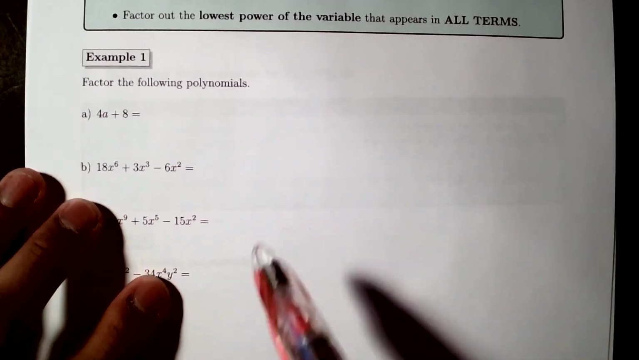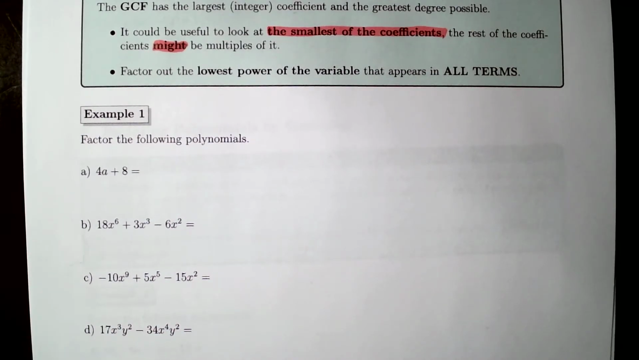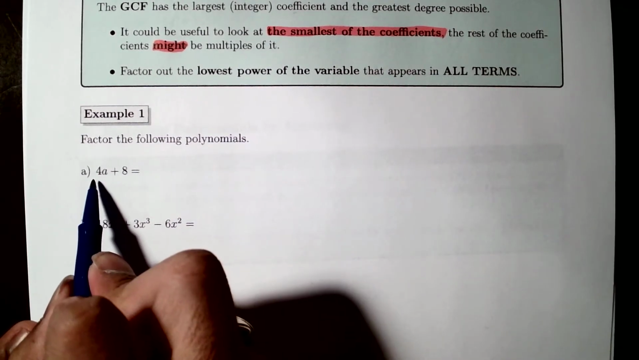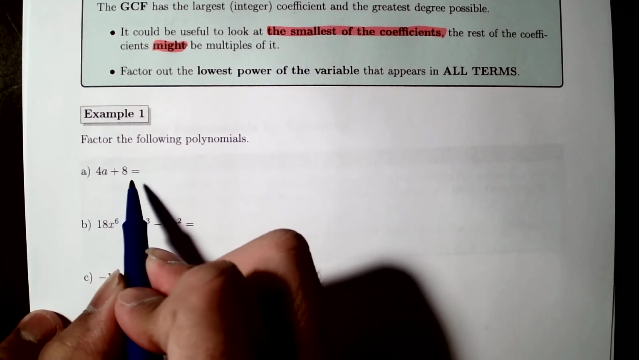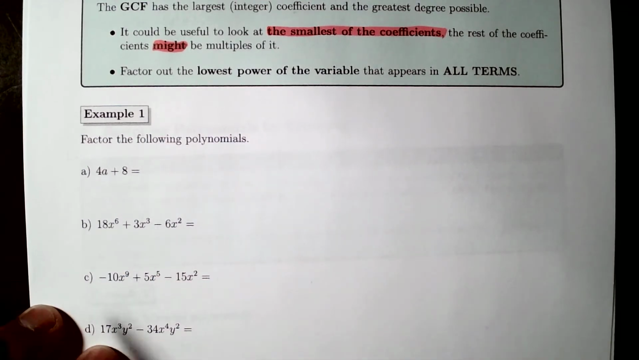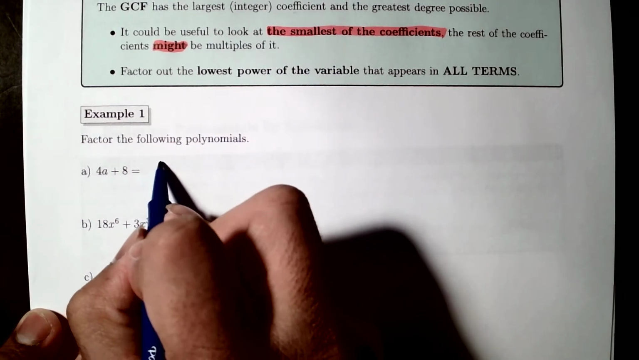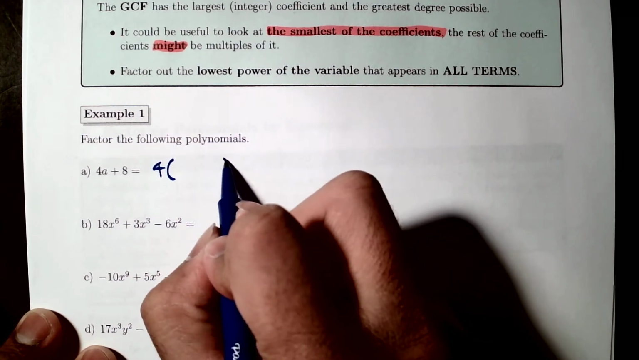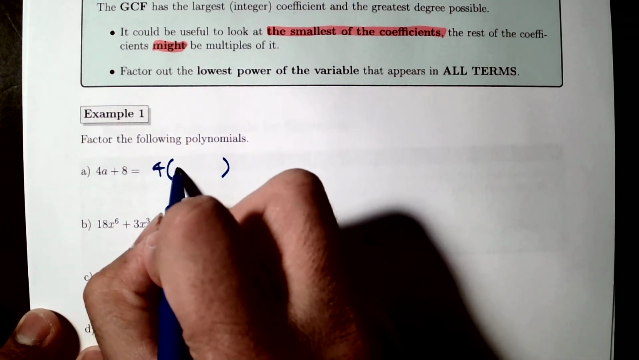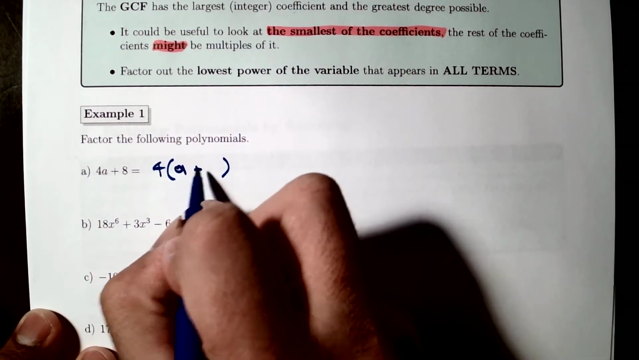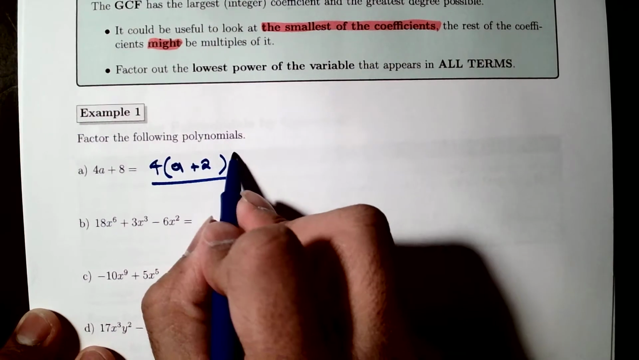Factor the following polynomials. The first thing we do is look at the coefficients and look at the smallest of the coefficients. In this case, 4 is the smallest of the coefficients. Now let's observe the number 8. Is the number 8 a multiple of 4? Well, the answer is yes. So it means that the number 4 is going to be the GCF. And then we open parentheses. 4 times what quantity is going to give me back the 4a? Well, 4 times a, plus 4 times what number is going to give me 8? In this case, 2. Final answer.